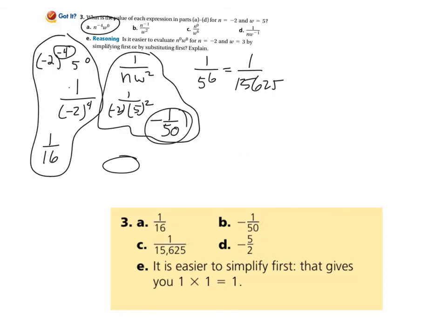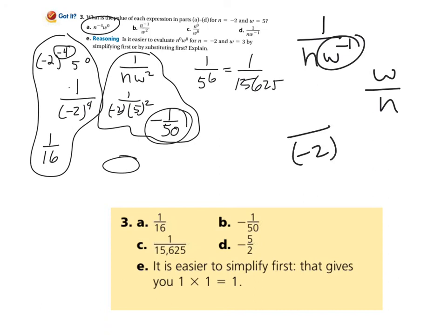And then the last one here, we're going to have 1 over n, and then w is to the -1. That means that w gets thrown up top, so I've got w over n, and let's see, n is -2, and w is 5, so I'm going to get -5 halves in that case.